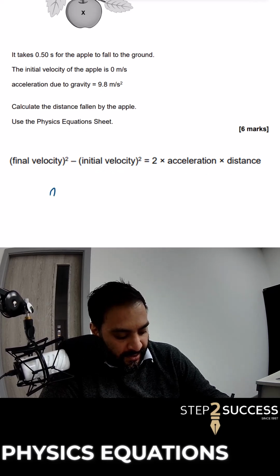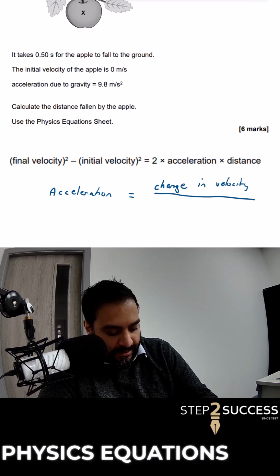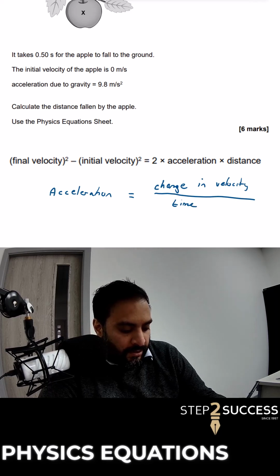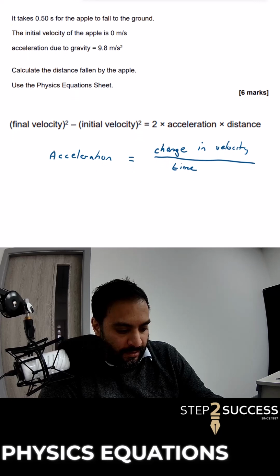And that equation is that acceleration is the change in velocity divided by time. So we have a time, we have an acceleration, so we can work out the change in the speed of this apple. And since we know it started at 0, once we know the change in speed, we'll know the final velocity. So let's do that.